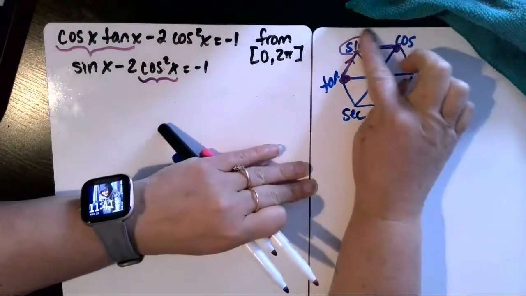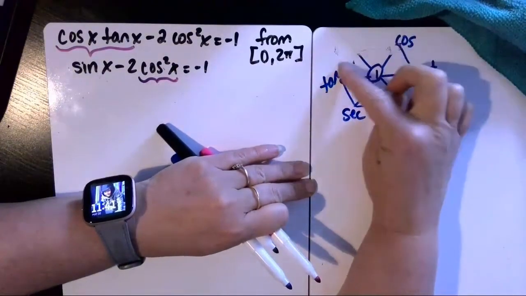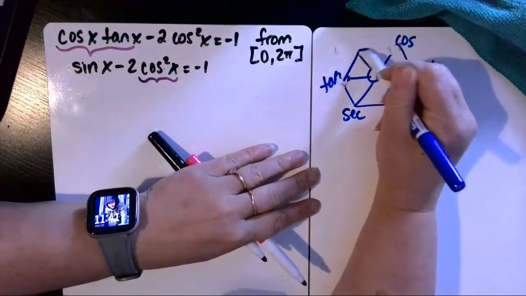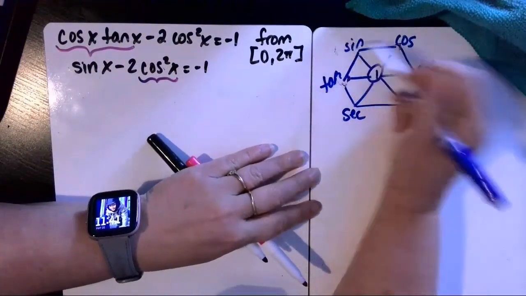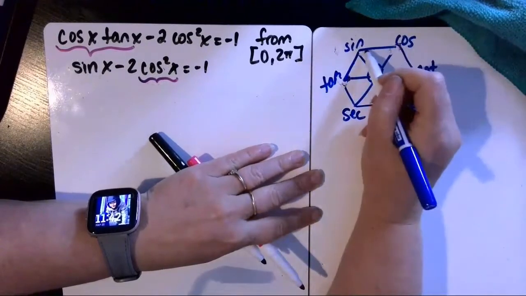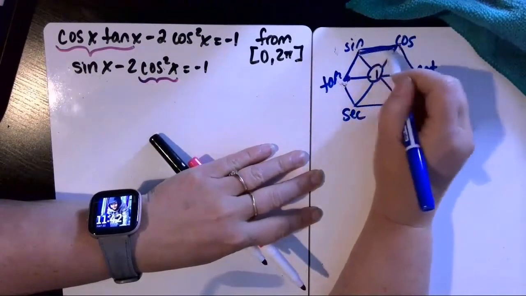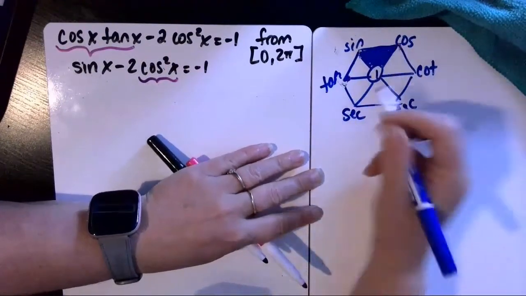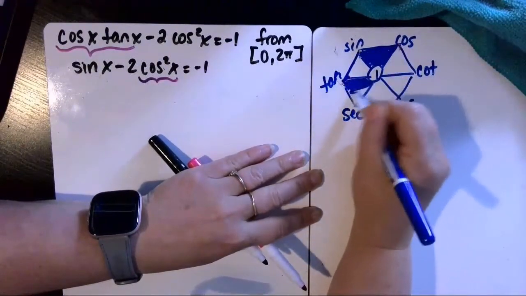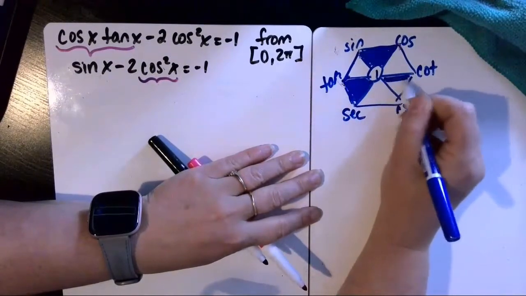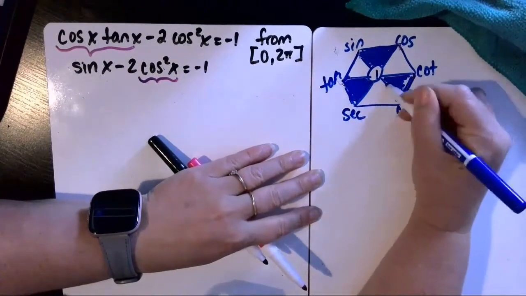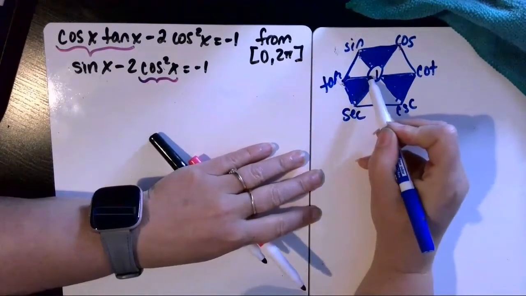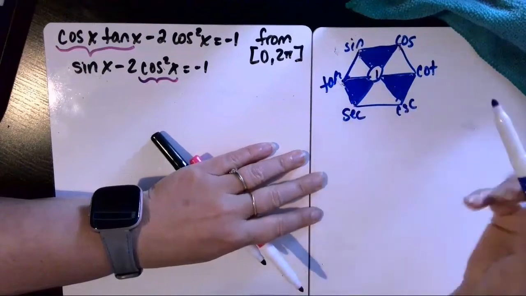So when we come back to our trig hexagon, and remember Pythagorean identities, those come from the triangles in the hexagon. There's 3 triangles that represent the Pythagorean identities. So this one up at the top, then this one on the left, and this triangle on the right are the Pythagorean identities. So tangent squared x plus 1 equals secant squared x.